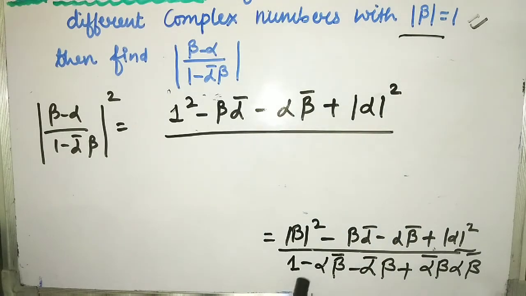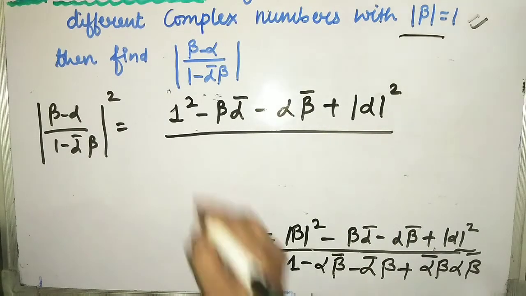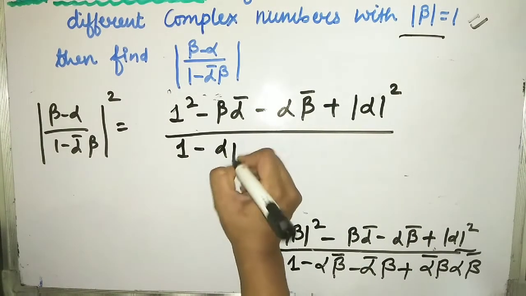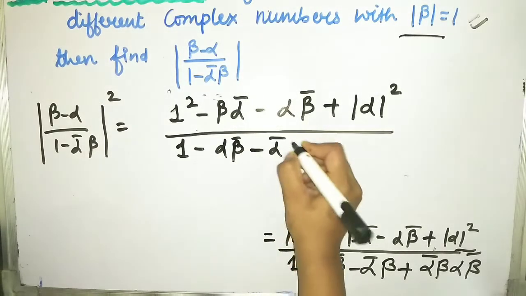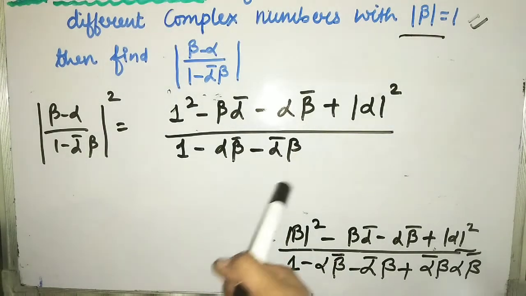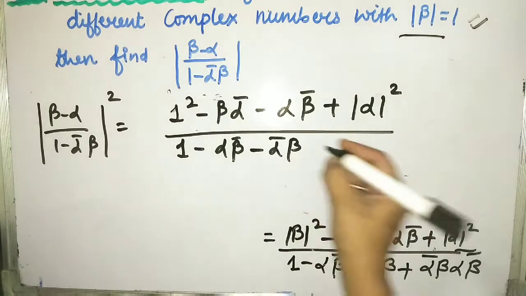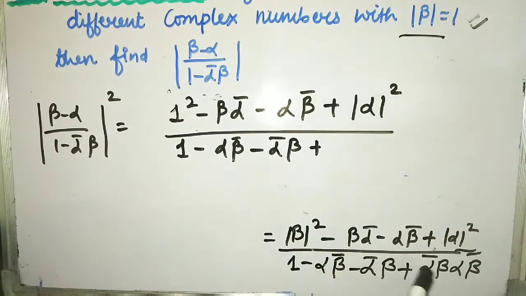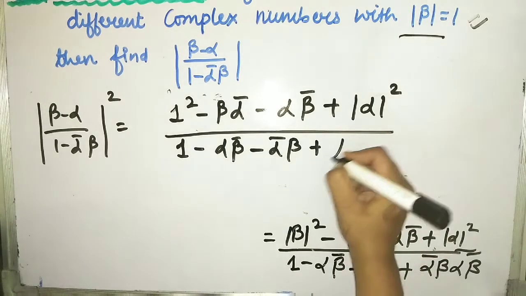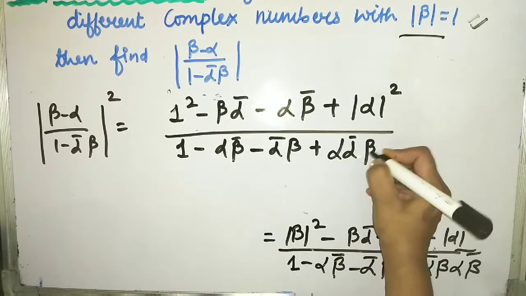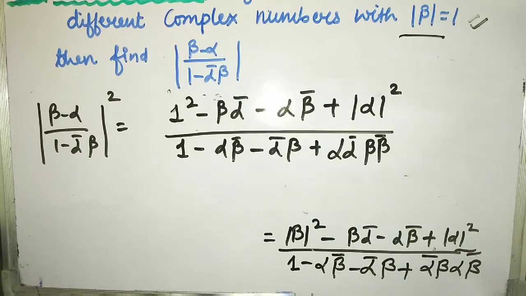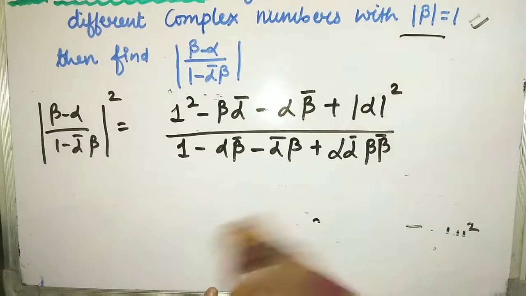Right, now come to the denominator. It becomes 1 minus alpha beta bar. I don't have any option to change alpha beta conjugate minus alpha conjugate beta, so let it remain the same. And come to this point, alpha conjugate beta alpha beta conjugate becomes alpha alpha conjugate beta beta conjugate. Why am I going to rewrite it again?